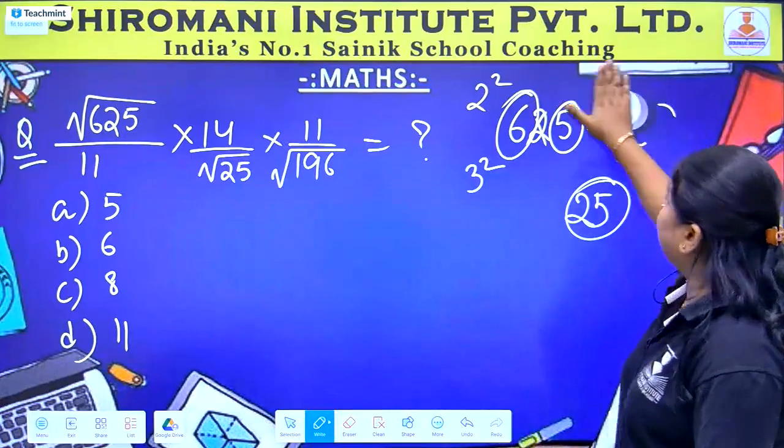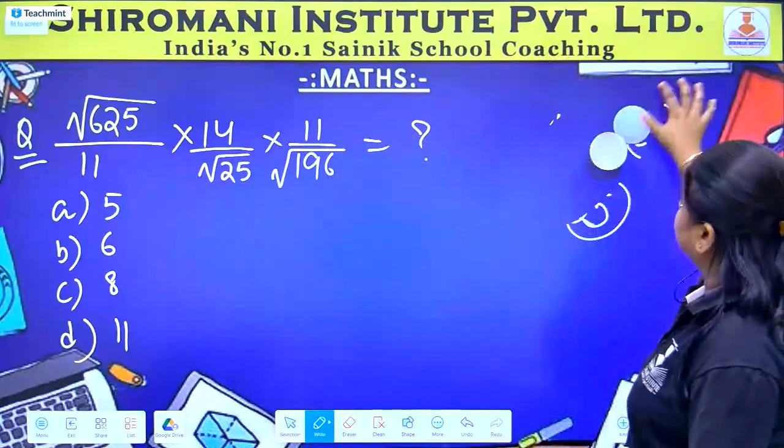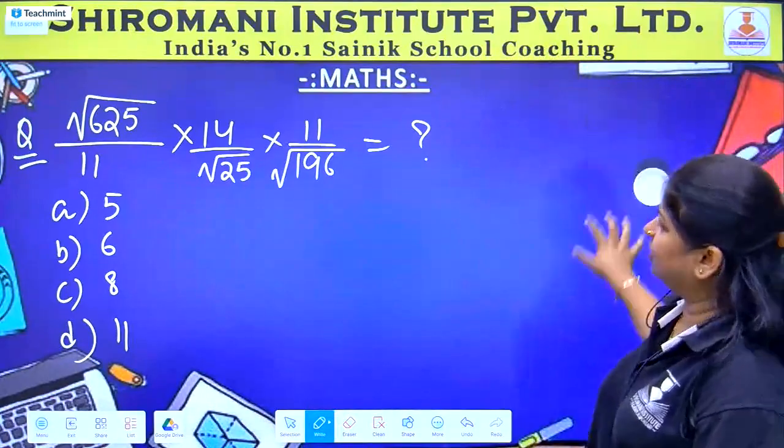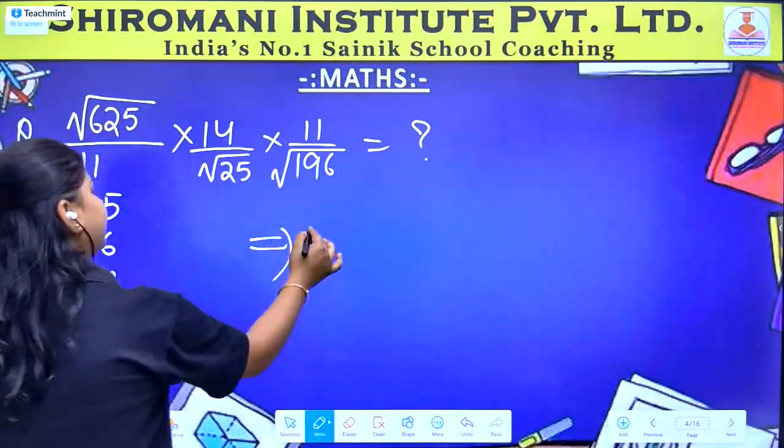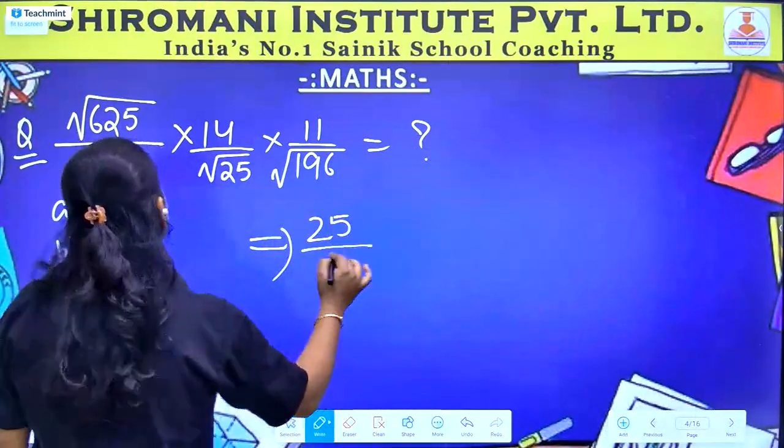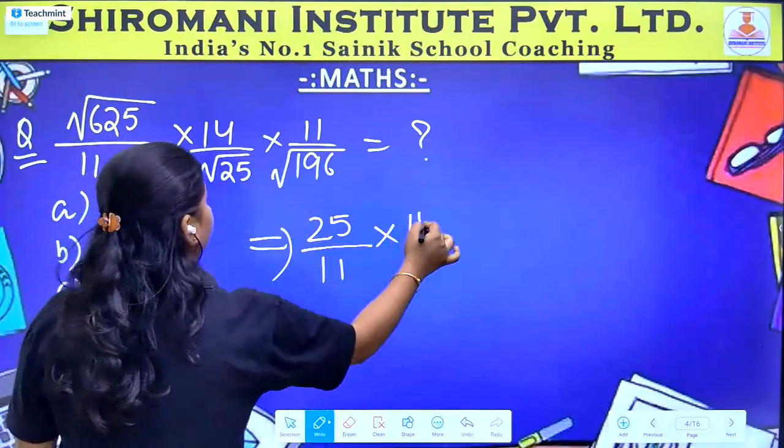And I know that the rest squares I have learned, right? So I can write the root of 625 as 25 upon 11 into 14 upon 11.